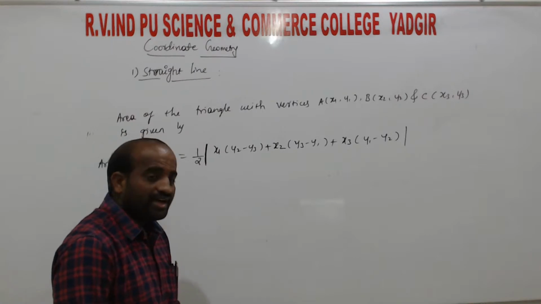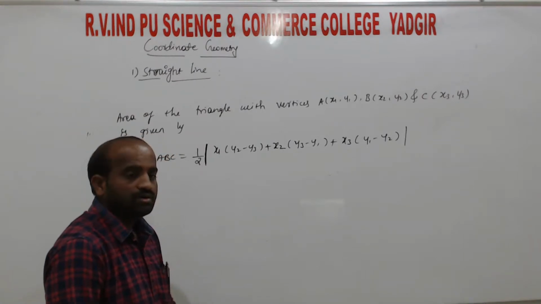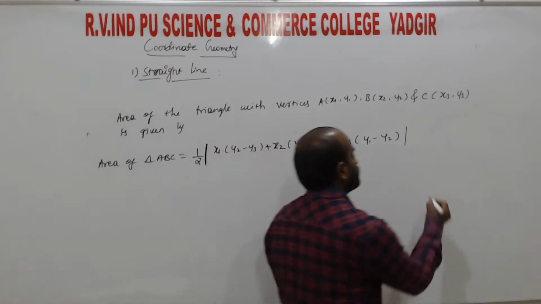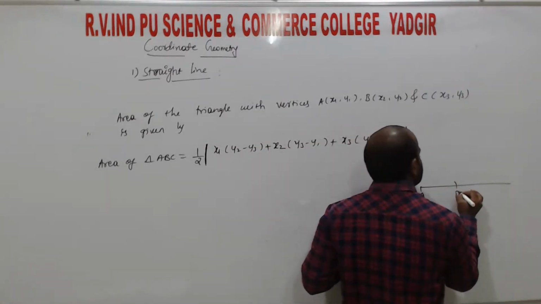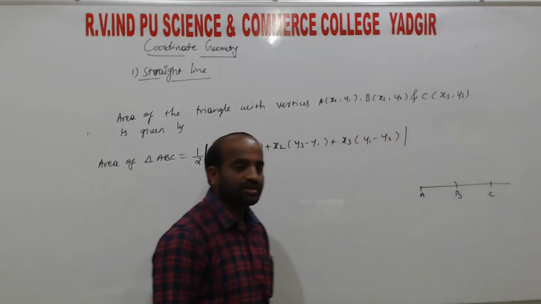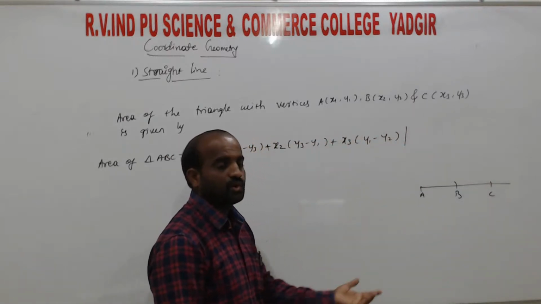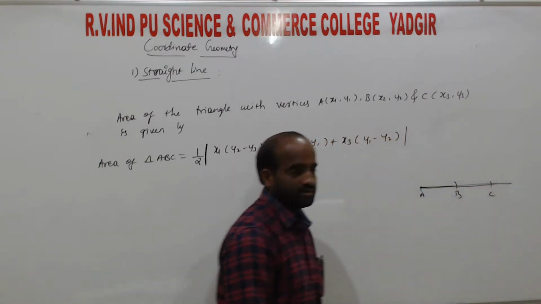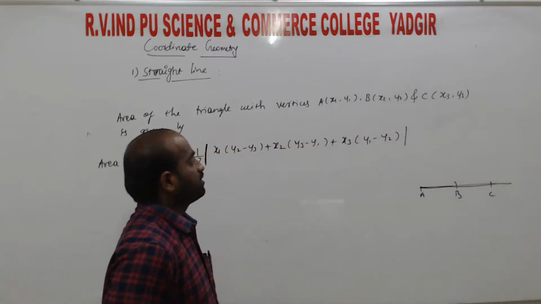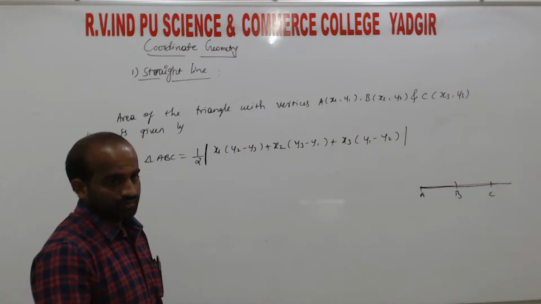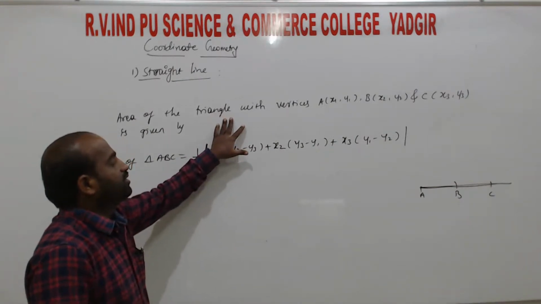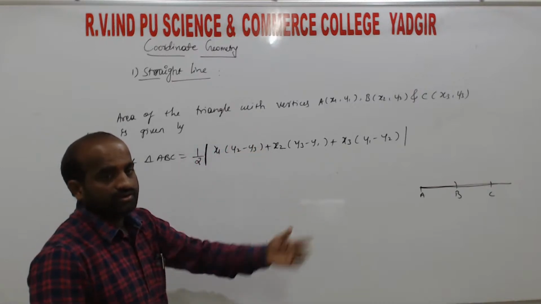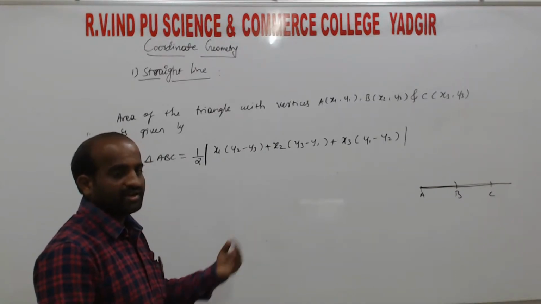When the area of triangle will be 0, then these 3 points are collinear. This means line a line. A, B, C, these 3 points are on one line, which means collinear. ಒಂದೇ ಲೈನ್ ಮೇಲೆ ನೀವು 3 ABC. So 3 points are collinear means the area of triangle will be 0. If the area of triangle is 0, then the points A, B, C are collinear.